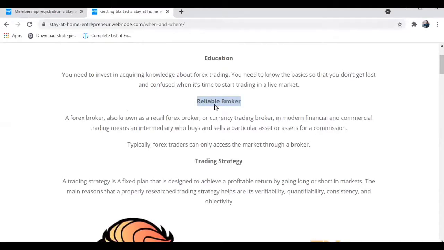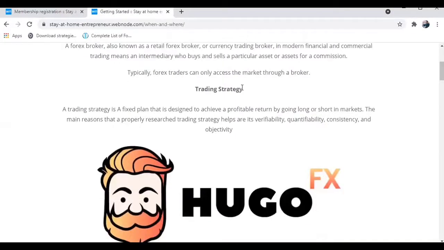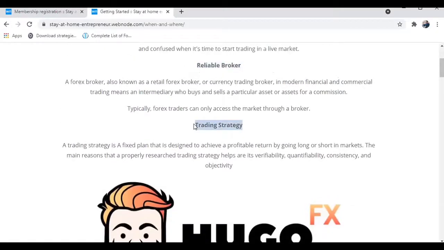Okay, so let's recap, guys. You start with the education, the basic knowledge. You have to have basic knowledge in order to understand the market. After that, you need to open up a demo or a live account with a reliable broker, one that's regulated in your country, wherever you're from. And then the third thing that you need to do, guys, this is the third step, you need to have a trading strategy.